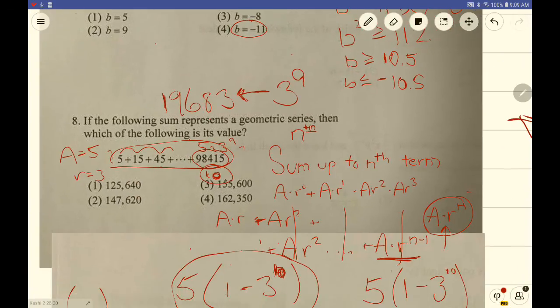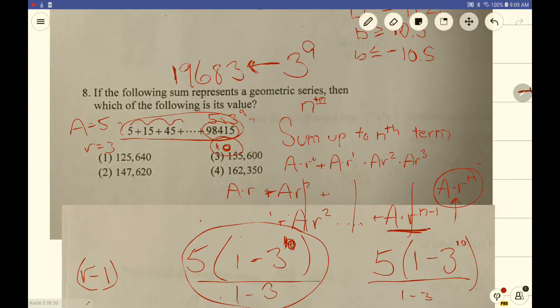This one, to sum up an infinite series, the formula is whatever the first number in the series is, times in parentheses 1 minus the common ratio, the number you multiply by each time. In this case, you multiply by 3 each time. And then we have to figure out that last term in the series. Which term in the series is it?